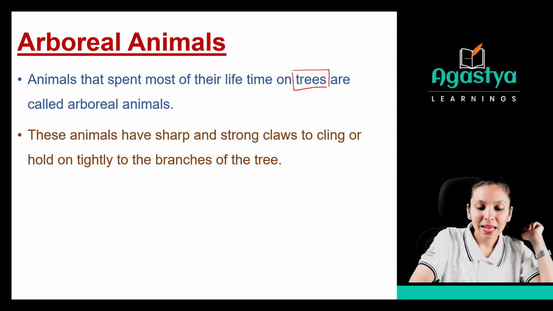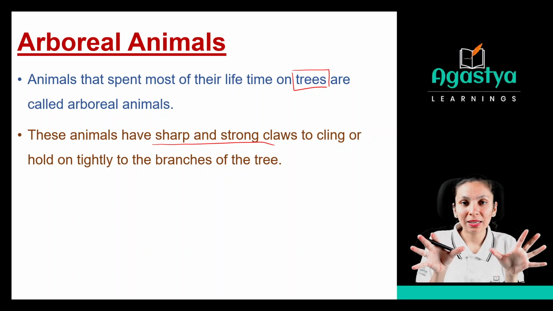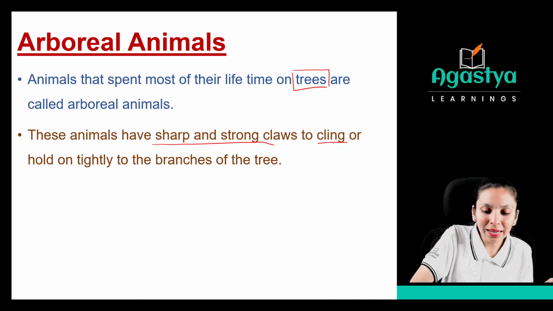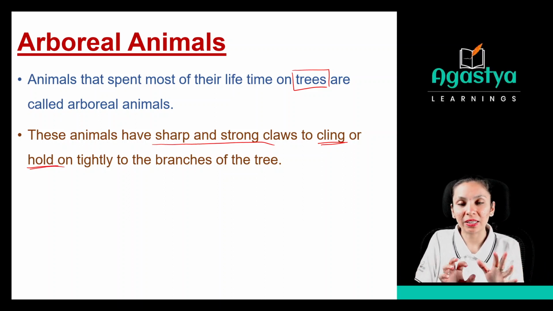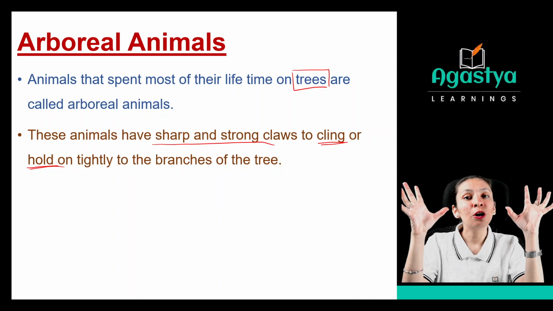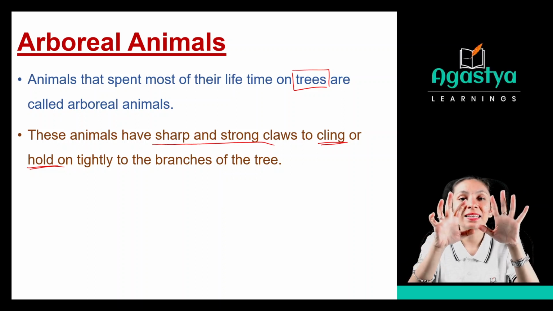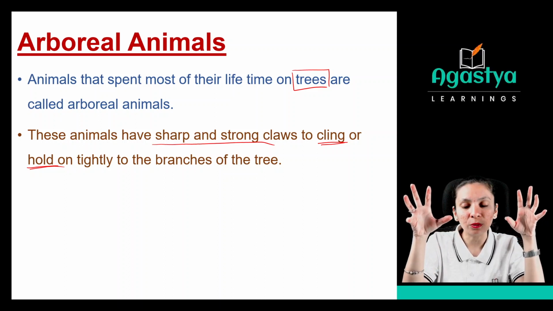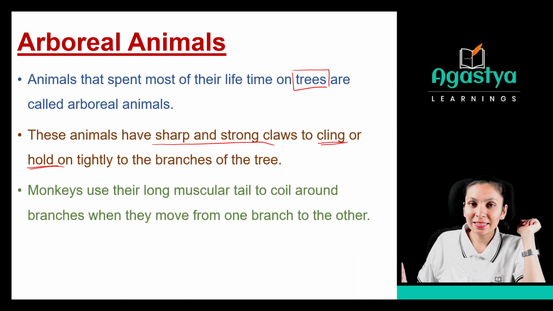These animals have sharp and strong claws. See, as you know, claws, right? They have to catch something and hold it, to cling or hold on tightly to the branches of the tree as they are living on trees. So they should be having some holding capacity so that they can stay there, right? So for that purpose, they are having the strong claws. Then see, monkeys are an example of this.